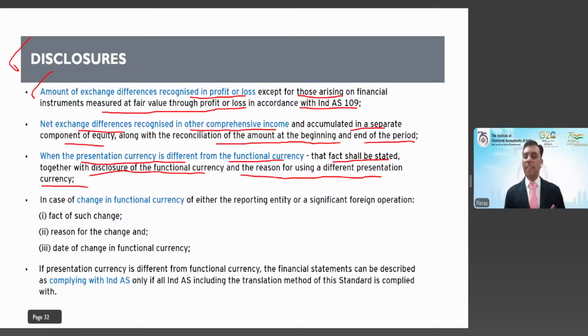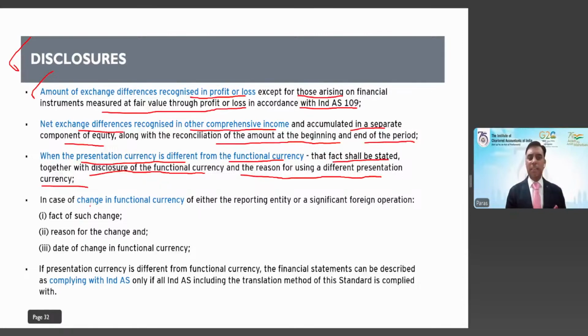Let's assume there is entity X Limited which has the functional currency INR. So this entity X is required to prepare its financial statements using its functional currency, which is INR. If this entity wants to present its financial statements in US dollar, it is free to do so, but this entity is required to state such facts in the notes to accounts, why this entity has chosen this option to present its financial statements in US dollar as well, right? So whenever you have a presentation currency which is different from the functional currency, then you need to disclose the facts along with the reasons why you are choosing a different presentation currency.